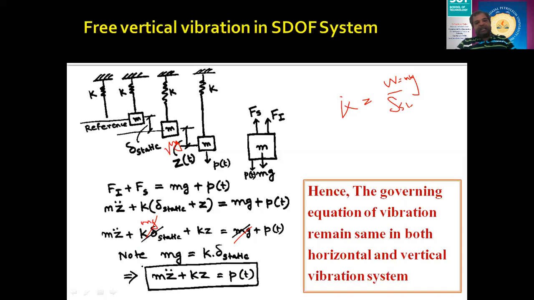If the damping does not exist, then it is the same equation that we developed for the horizontal vibration. So you can say that the governing equation of the vibration remains the same in both the horizontal as well as the vertical system, right? The vibration equation remains the same irrespective of the direction of the vibration. So I will stop it here.